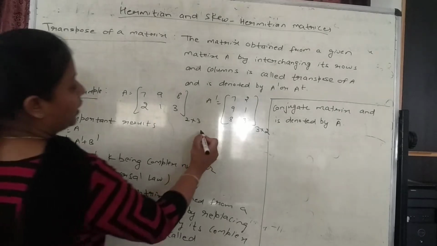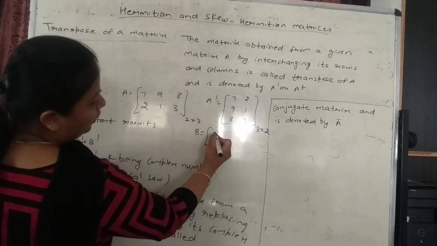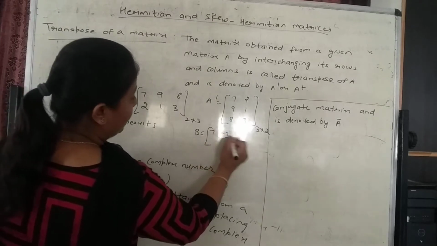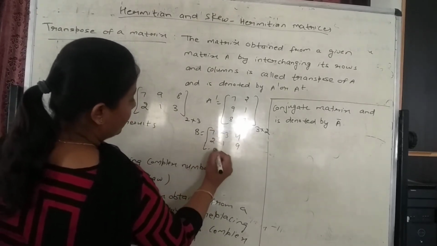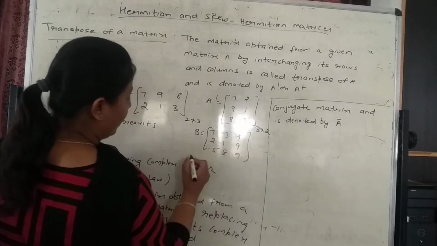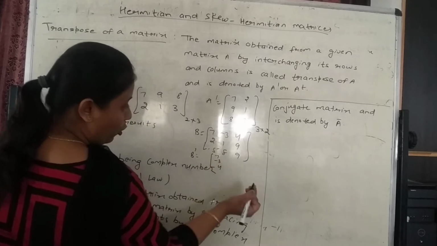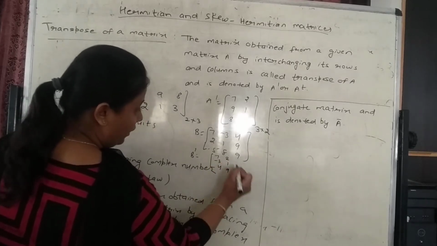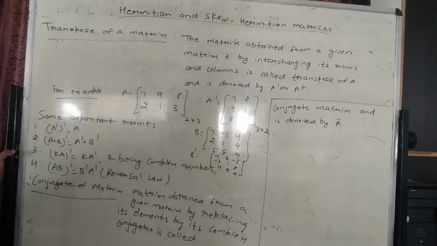You can take any other example. Let us take example B. Here we will take the example 7, minus 3, 4, 2, 1, 9, minus 5, 8, 9. When we transpose this matrix, it will become 7, minus 3, 4, 2, 1, 9, minus 5, 8, 9. Here also rows become columns and columns become rows.